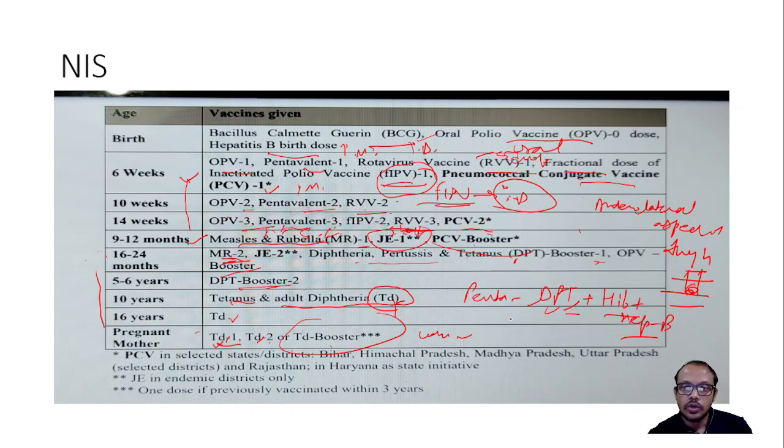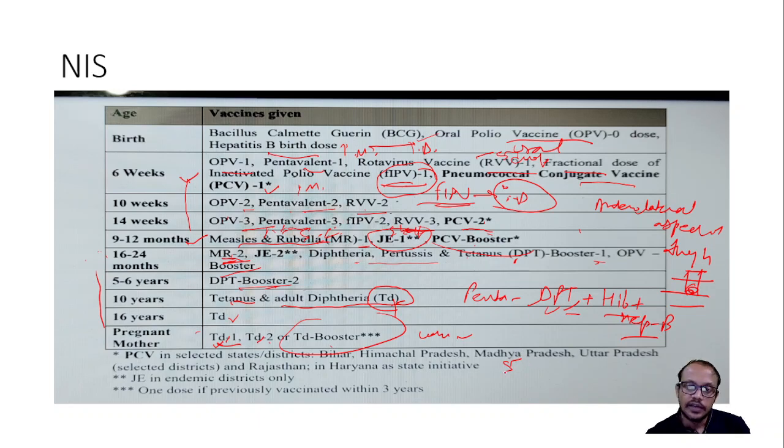So that completes the immunization schedule. Sometimes it has been asked whether measles is given at 5 months. Measles is not given at 5 months.